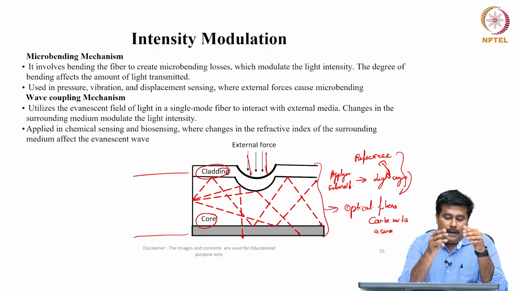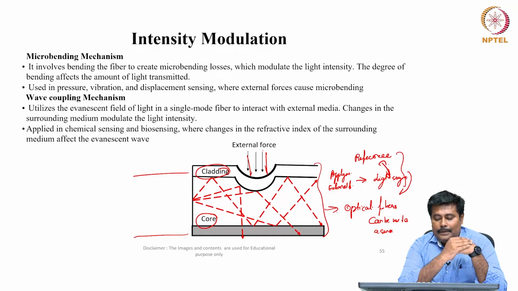So the degree of the bending affects the amount of light transmitted. So it is used in pressure, vibration and displacement sensing, where external forces cause micro bending.